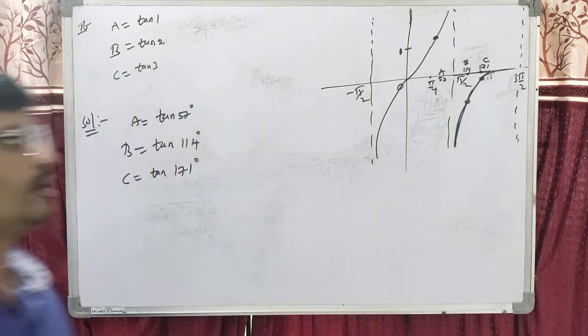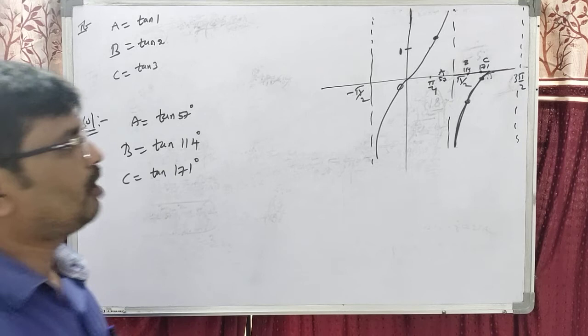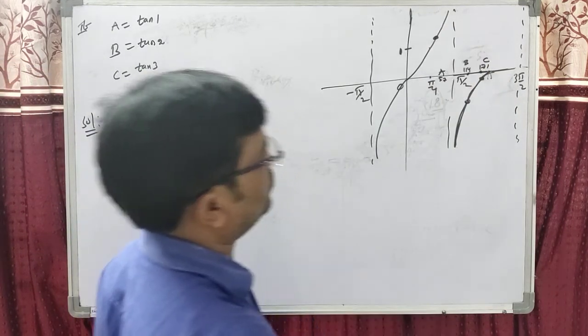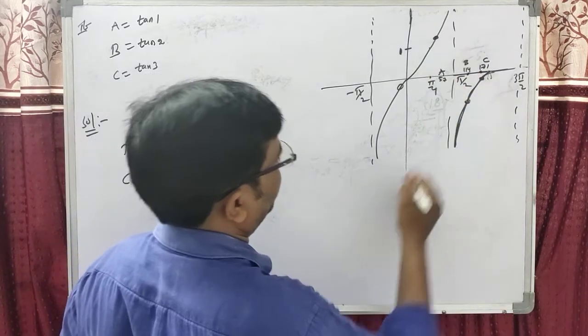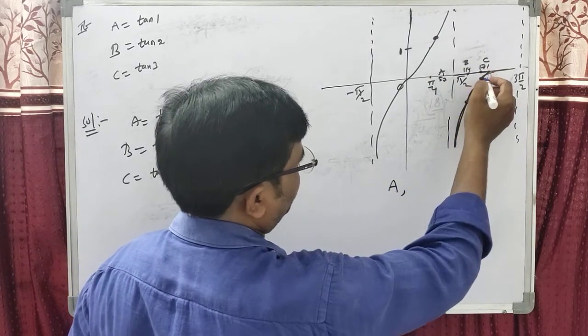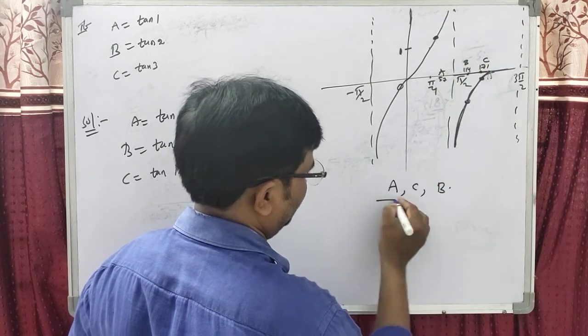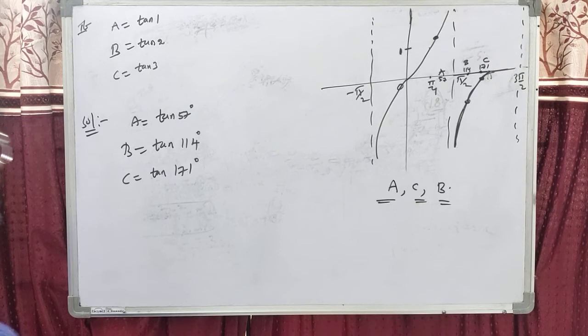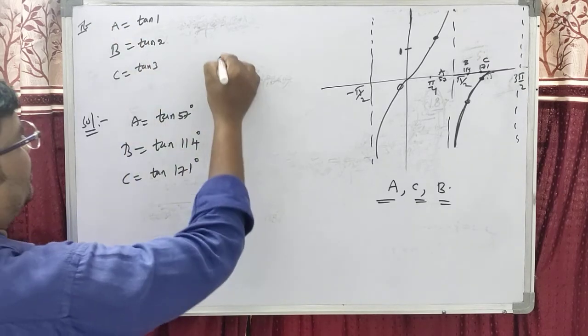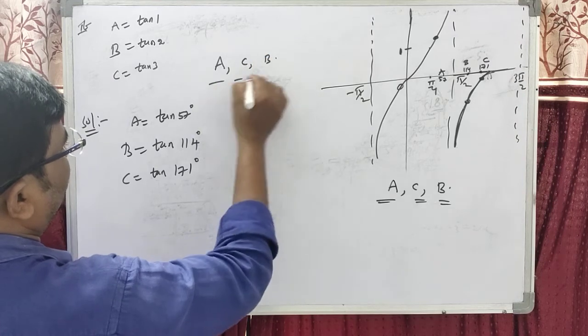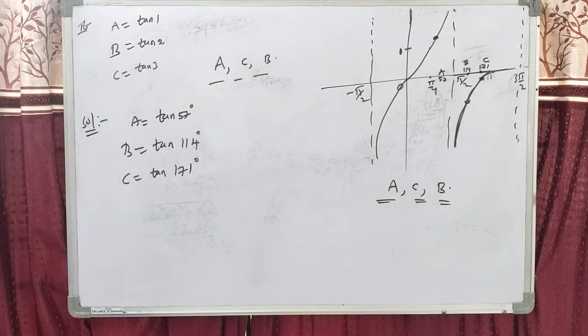Now the descending order means from the big value to the small value. What is the big value here? The biggest value is A. The next big value is C. The least value is B. The descending order is A, C, B. First A, next C, next B. This is the decreasing order. Okay students, A, C, B is the descending order.